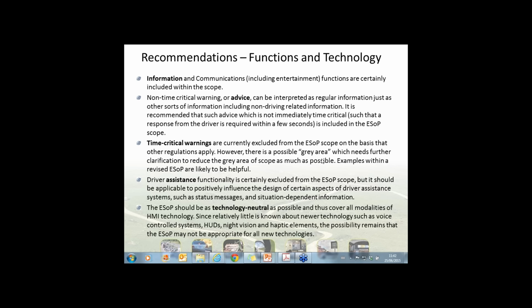Finally, one sentence concerning ADAS. Driver assistance functionality is certainly excluded from the ESOP scope, but the ESOP should be applicable to positively influence the design of certain aspects of driver assistance systems, such as status messages and situation-dependent information. So this is also what we said about functions and systems: not to simply exclude some types of system, but focus on functions. And as I already mentioned, the ESOP should be as technologically neutral as possible, and thus cover all modalities of HMI technology, since relatively little is known about newer technology, such as voice control systems, head-up displays, night vision, and haptic elements. The possibility remains that the ESOP may not be appropriate for all new technologies.